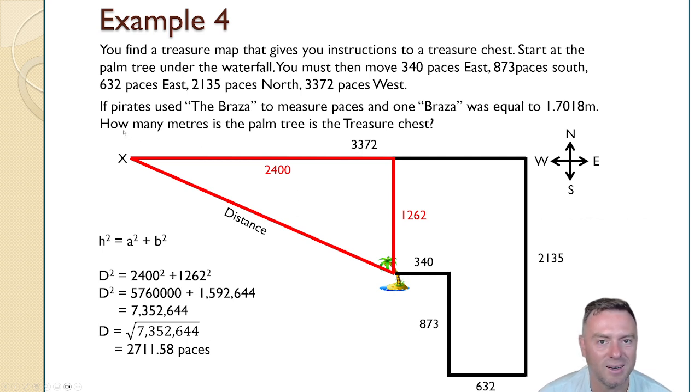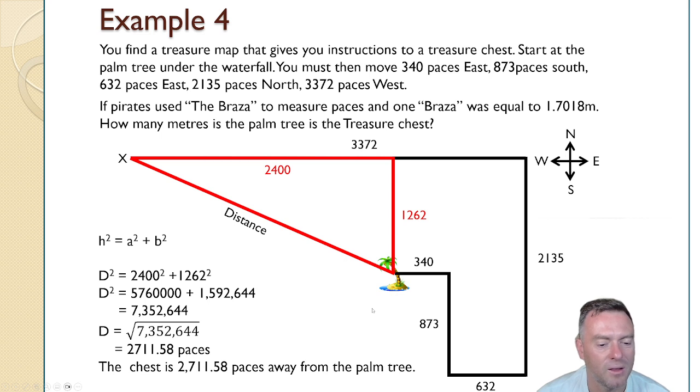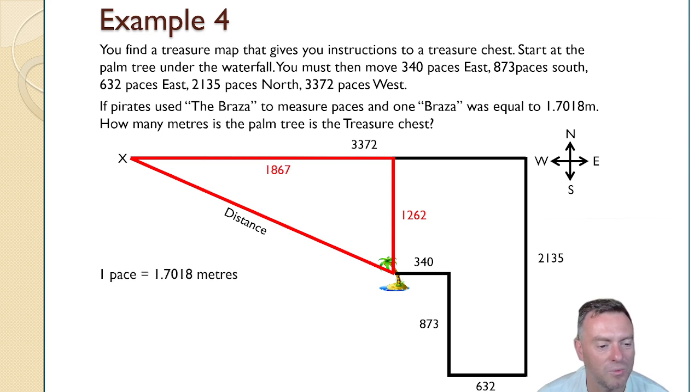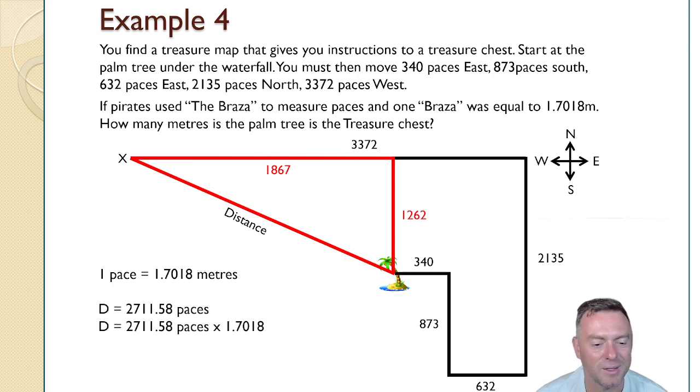Now the question here, this is where the trap is, asks how many meters the palm tree is from the treasure chest. You could have converted the braza at the start if you wanted, but I like leaving that to the end because we've got nice whole numbers here. So for the last step, 1 pace is equal to 1.7018 meters. It's pretty simple. We have that many paces, so we literally just times that by 1.7018, which gives us 4,614.56 meters.